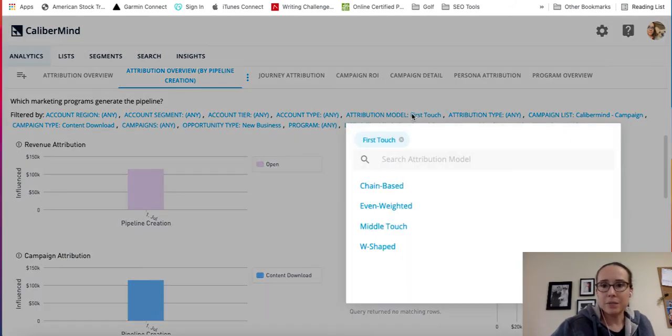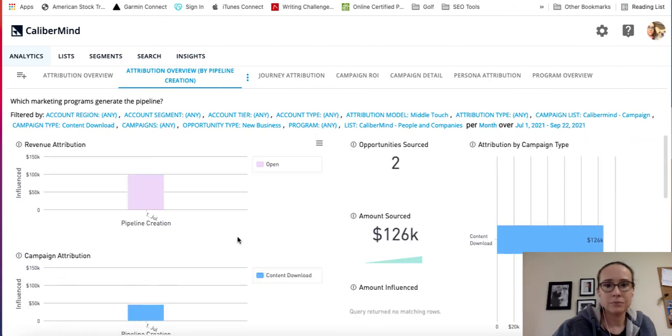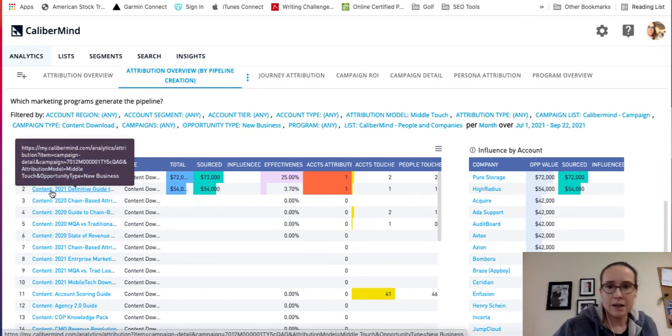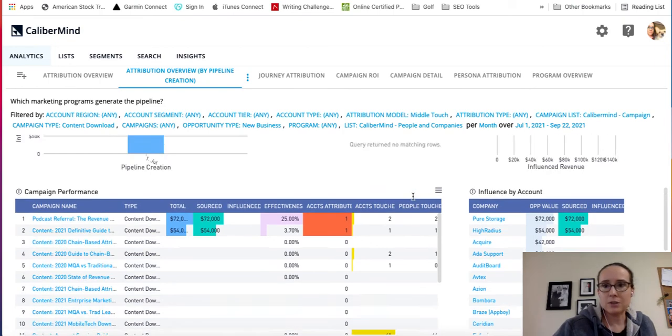I'm also going to look at middle touch, or right before the opportunity is created, to see what kind of content is more mid-funnel. And the definitive guide to attribution is doing really well. Again, we have the account scoring guide, but $0 associated yet.